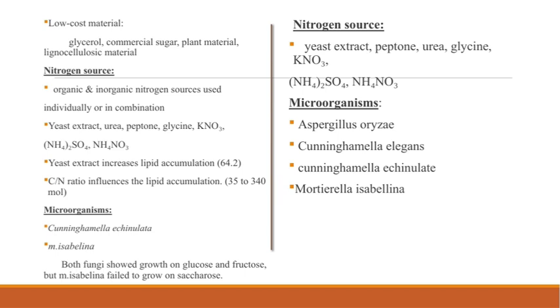Other fungi like Aspergillus oryzae, Cunninghamella elegans, Cunninghamella echinulata, and Mortierella isabellina are also used in these processes. Understanding their growth patterns and nutrient requirements helps us tailor the fermentation conditions for maximum lipid yield. All these points tie back into our overall goal: finding cost-effective, sustainable ways to produce microbial lipids for various applications. By selecting the right materials, nitrogen sources, and microorganisms, we can optimize the process efficiently.